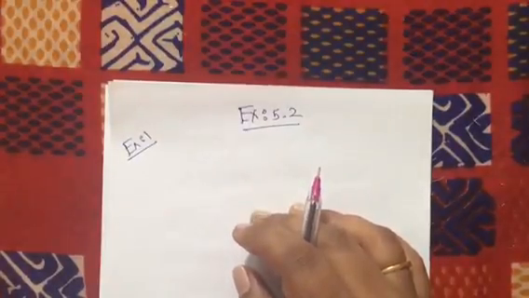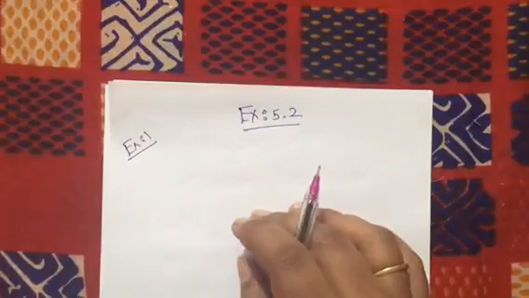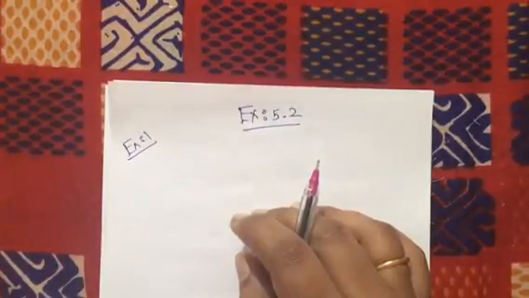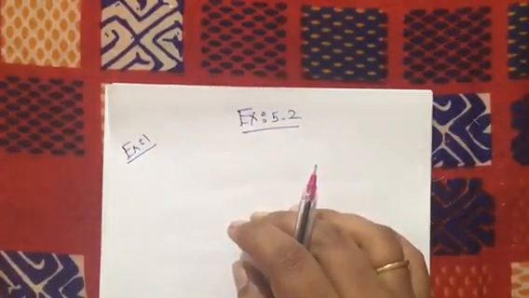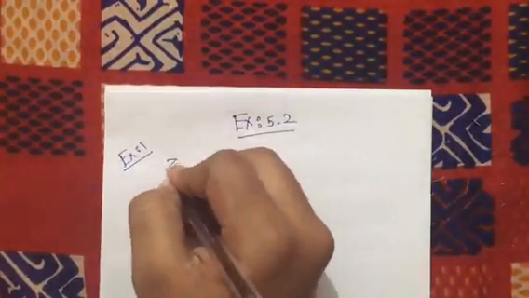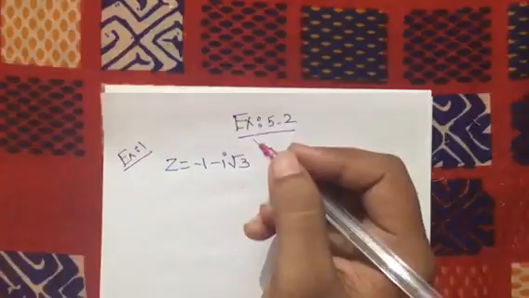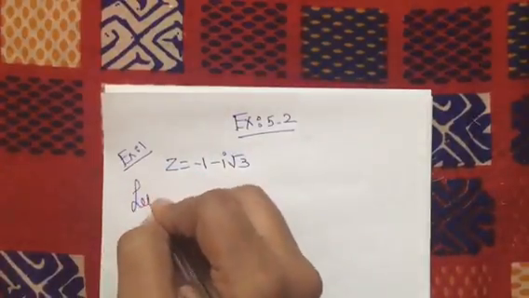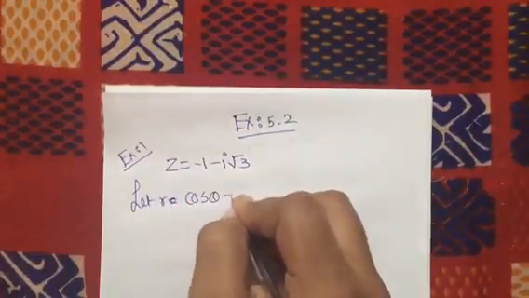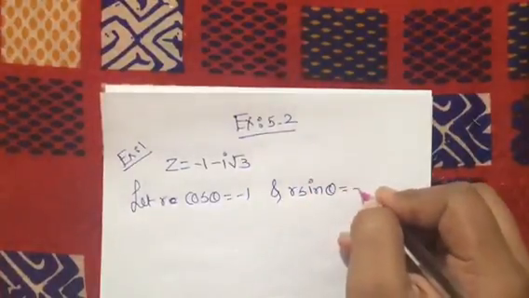In which we are having question number 1. Find the modulus and argument of the complex number z is equal to -1 minus i √3. So let r cos theta is equal to -1 and r sin theta is equal to -√3.